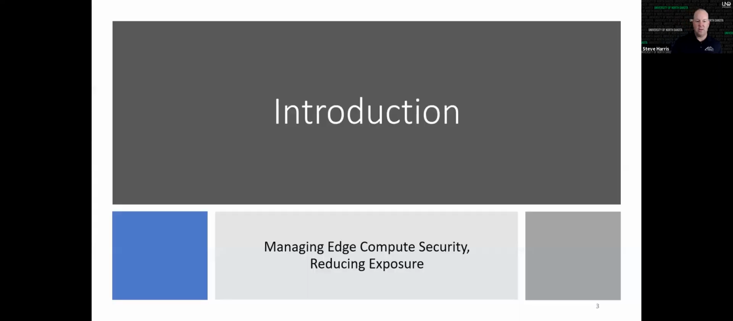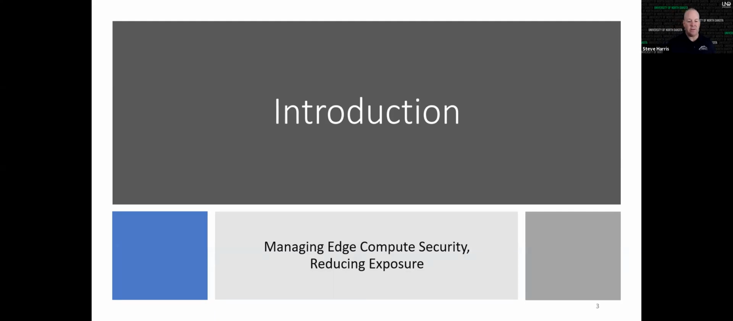So we're going to get started. We're going to start with an introduction to our topic. Our topic is managing edge compute security and reducing exposure. So edge computing introduces a great deal of business complexity and will impact a large range of folks that support business infrastructure. So we felt it was a very important topic to discuss. Now, the technology is still in its early stages, and that's where we came in: to look at the security models, because they're not yet mature either. And this is the reason we chose the topic.